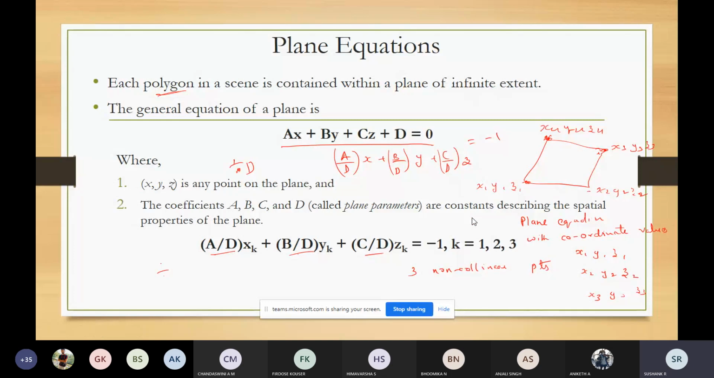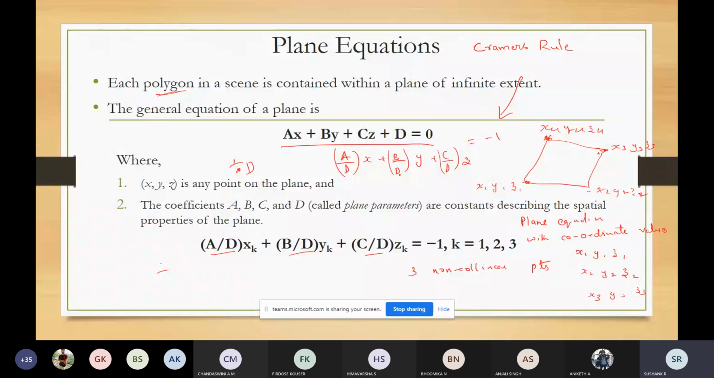Now you have got the equation a by d, b by d, and c by d equal to -1. The solution for this equation can be obtained by using Cramer's rule. So Cramer's rule can be used to obtain the solution for this equation.